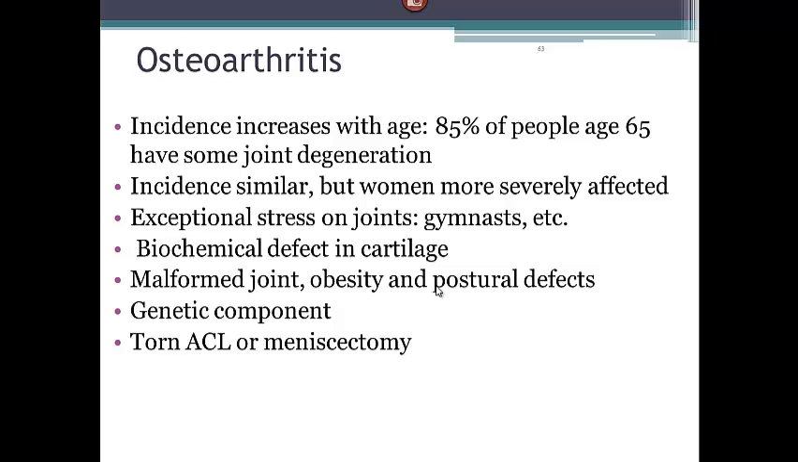This is basically statistics. The incidence is the same in women as in men. Exceptional stress for joints, for example gymnastics, or if you're constantly kneeling down, or obesity would increase the presence, and patients could have more associations of meniscal tears.